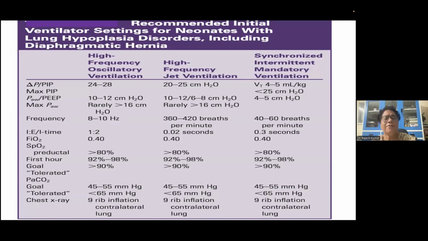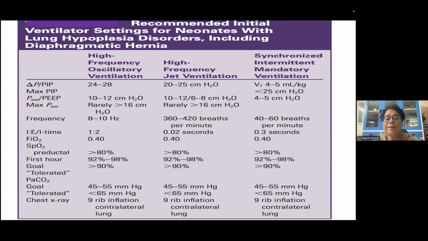If we are planning volume targeted ventilation, the tidal volume needs to be kept at 4 to 5 ml per kg with a PIP of less than 25 centimeter of water. The PEEP is maintained at 4 to 5 centimeter of water. The breath rate is kept high at 40 to 60 breaths per minute with an I time of 0.3, which is shorter than what we had done for meconium aspiration syndrome. FiO2 can be started at 40% to maintain a preductal saturation of more than 80%.